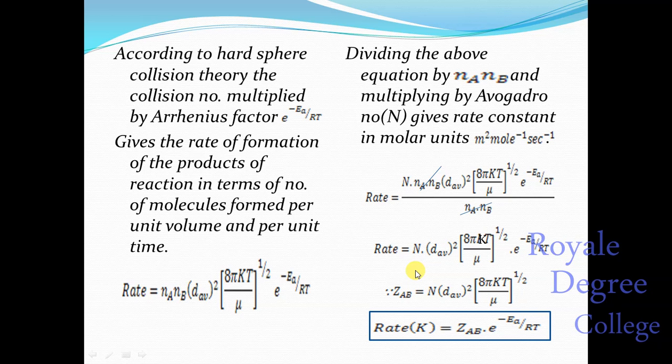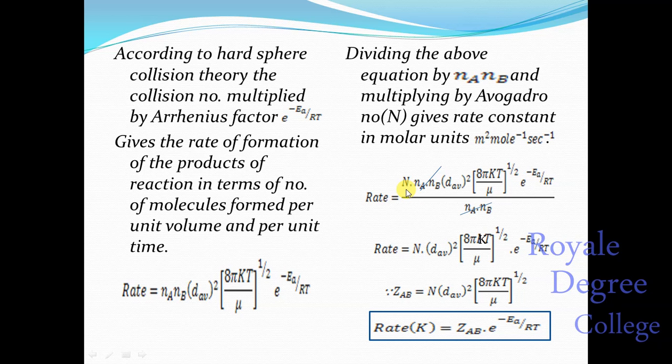According to hard sphere collision theory, the collision number multiplied by the Arrhenius factor, that is e to the power minus Ea by RT, gives the rate of formation of the product of reaction in terms of number of molecules formed per unit volume and per unit time. Now we are using this formula: rate of the reaction is equal to Na into Nb into d average square into 8 pi kT by mu to the power half into e to the power minus Ea by RT.